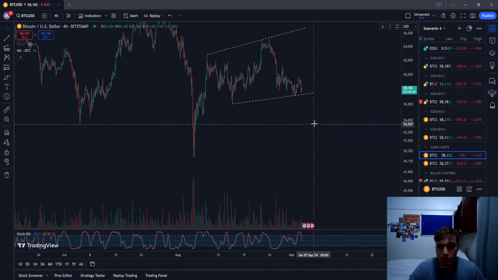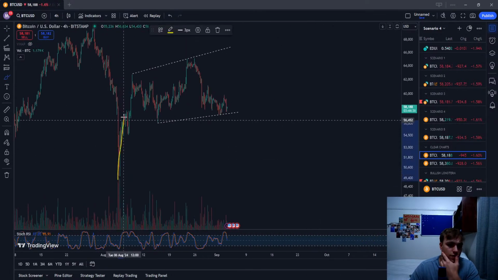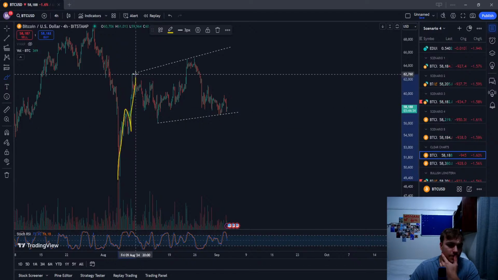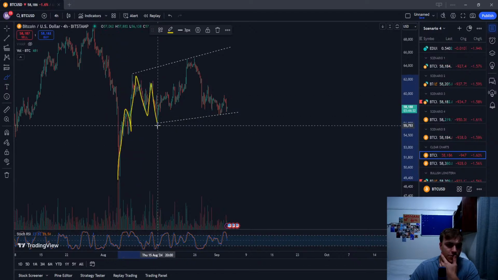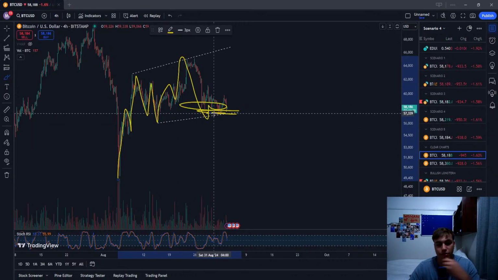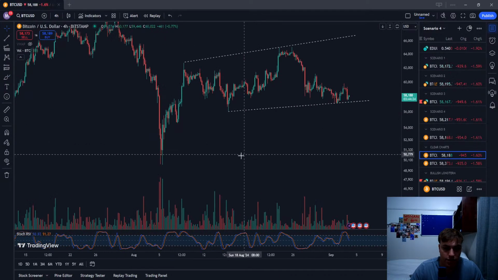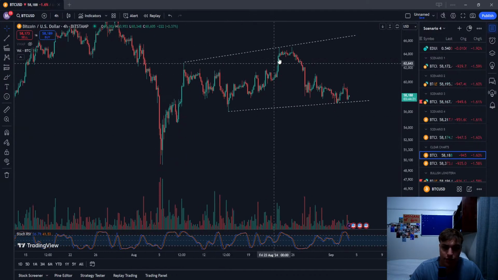Expanding diagonal, ABC 1, ABC 2, ABC 3. This is going very far. No, this is difficult to count. So maybe the correction ended here. 1, 2, 3, 4, 5.